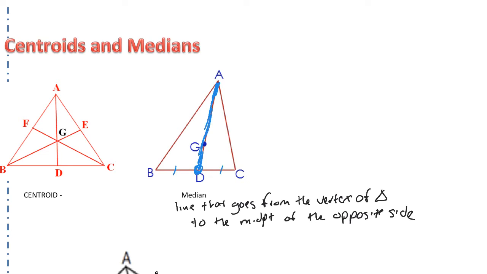That means this side's equal to this side. So if this was 10, this side would be 10. The whole thing would be 20. So that is what a median is. And then a cool property happens with medians.